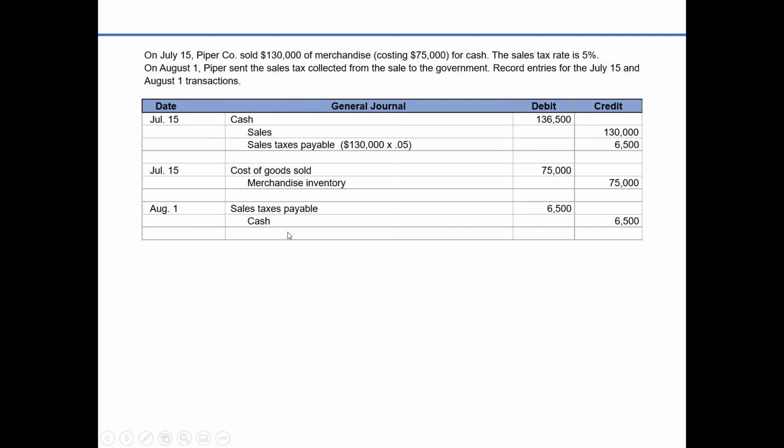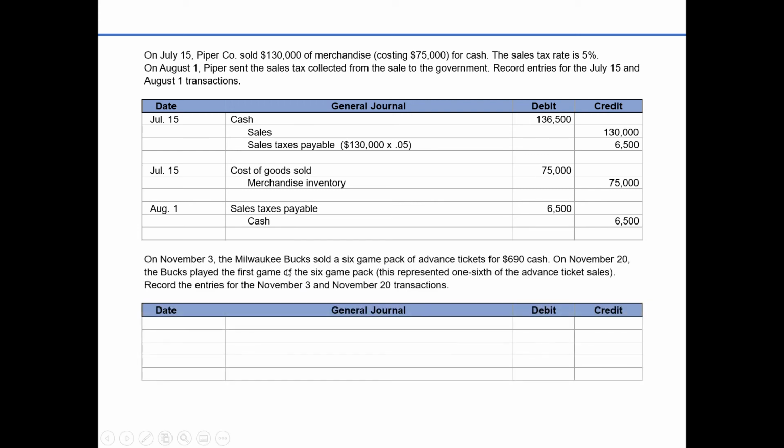Sales tax payable is known as an example of a known liability. A known liability is typically where there's an agreement, there's a contract. We know exactly what the dollar amount is. We know exactly who to pay, and we know exactly what time frame to pay. There's no uncertainty of it. So this is a good example of a known liability.